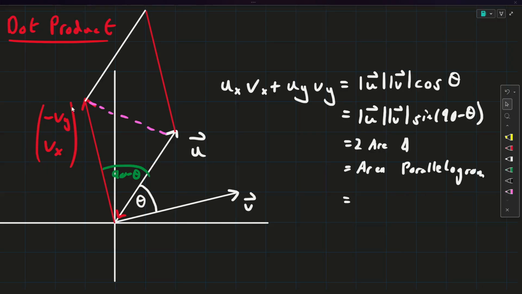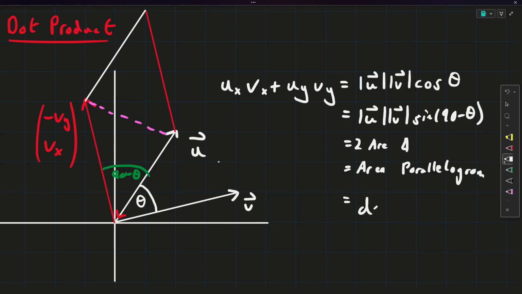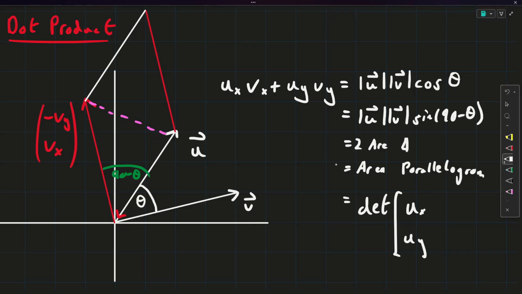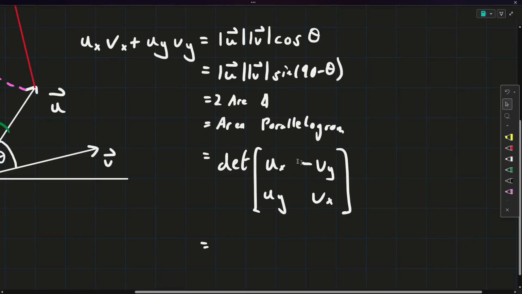So you could get this area by drawing rectangles and just calculating the area. You'll see it's the same as the area of the parallelogram. Or if you're comfortable with the determinants, we can just get the determinant of a matrix containing these two vectors. So we'll put in u first because u is to the right of this vector. So the coordinates for u are going to be ux, uy. And then the coordinates of this vector will be minus vy, vx. Okay, and when we get the determinant of this, we are then going to find the area of the parallelogram.